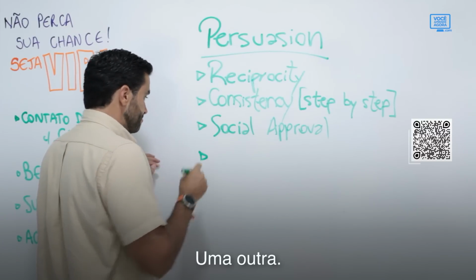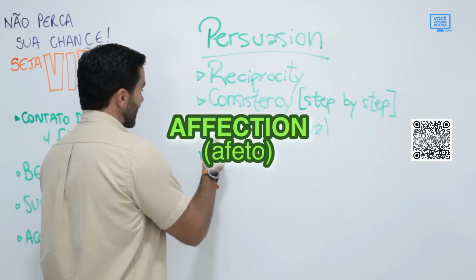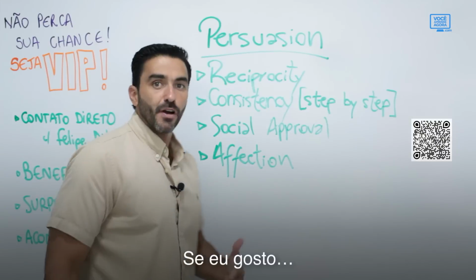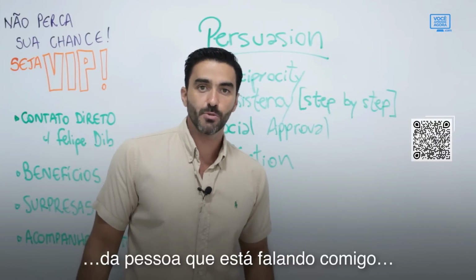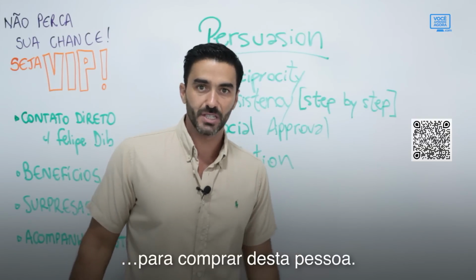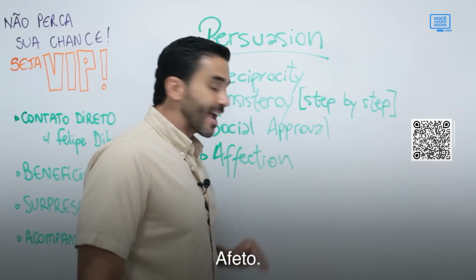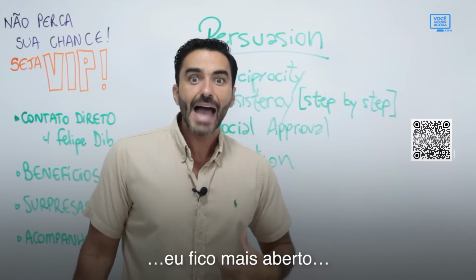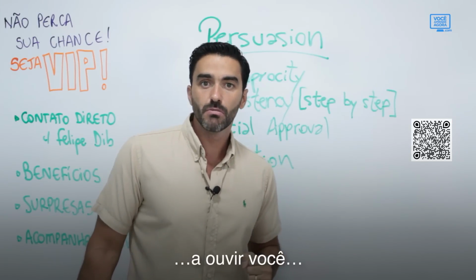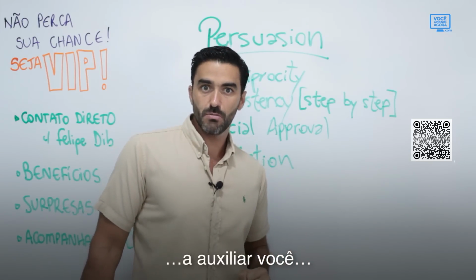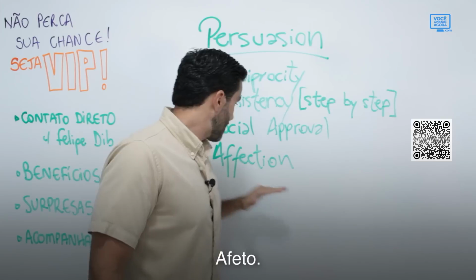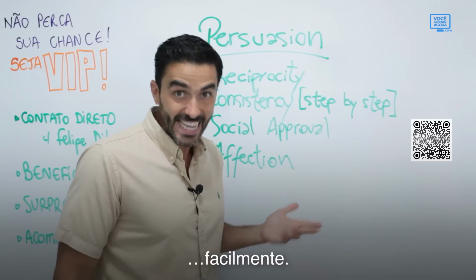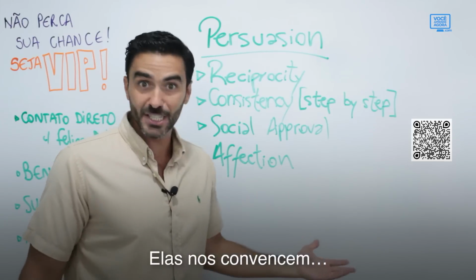Another one. Affection. If I like the person who is talking to me, I'm much more open to buy from this person. Affection. If I like you, I am more open to listen to you, to assist you, to call you. Affection. That's why kids convince their parents easily. We love those kids. They convince us with the affection.